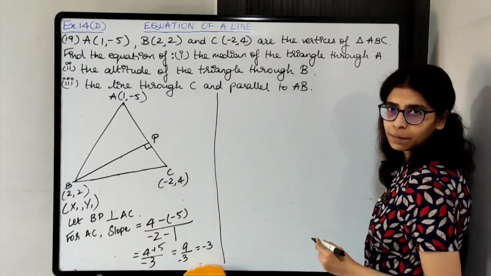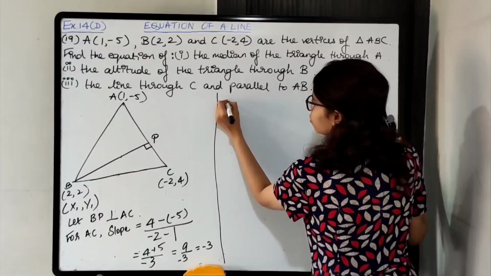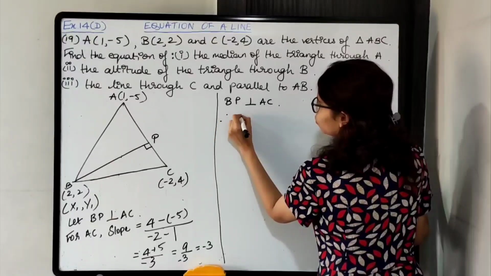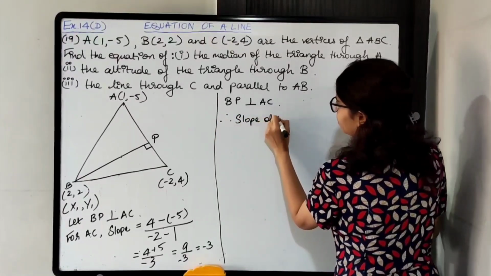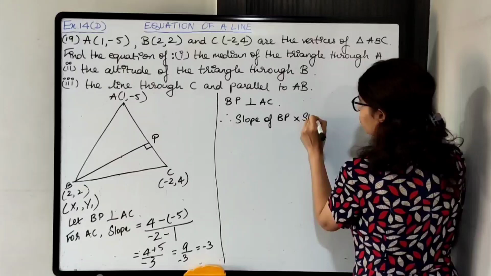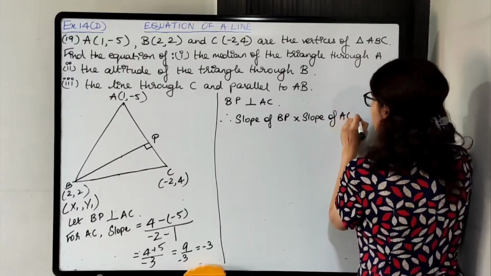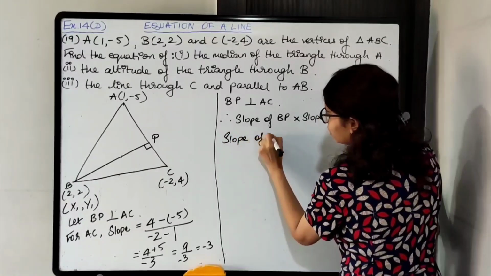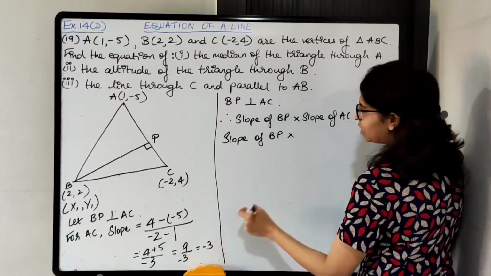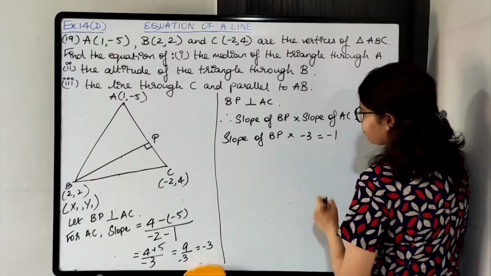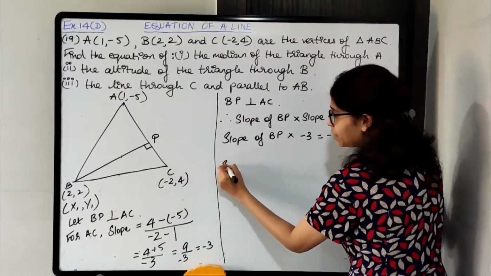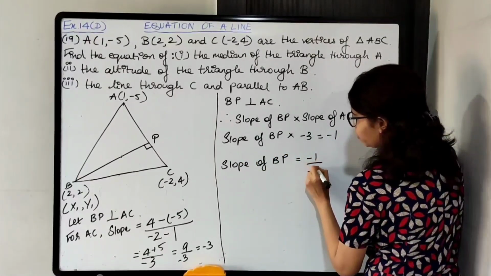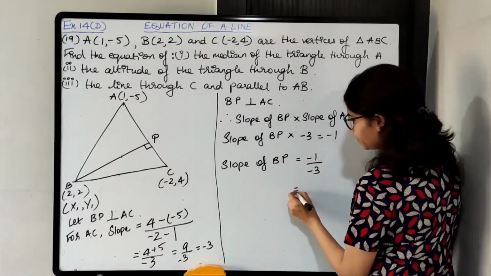Now slope of BP we have to find out. So write down: BP is perpendicular to AC, therefore slope of BP into slope of AC is equal to -1. Slope of BP as it is, this we have to find out. Slope of AC we just got -3. Shift -3 on the other side. So slope of BP is equal to -1 upon -3. Minus minus plus will become. So 1 upon 3.